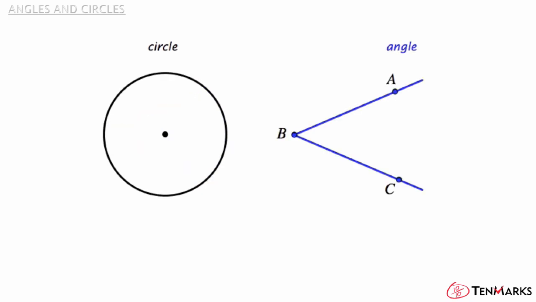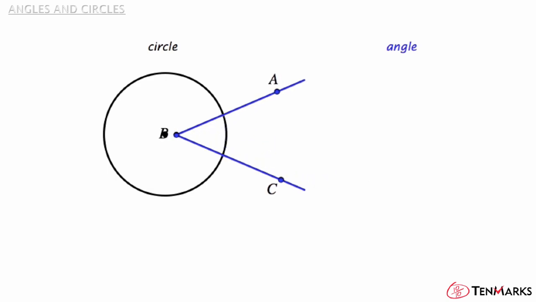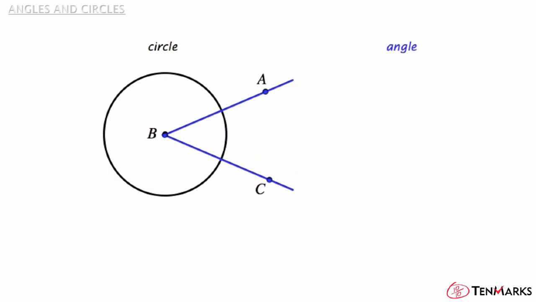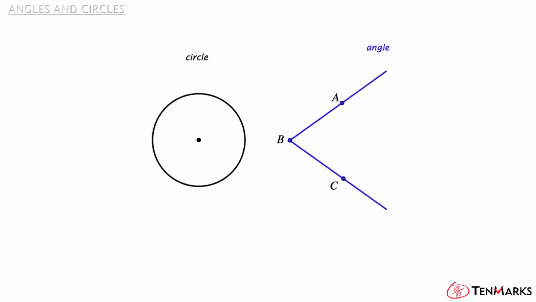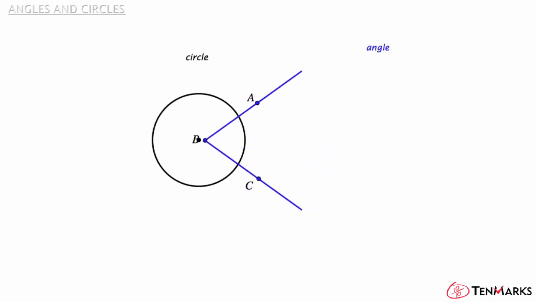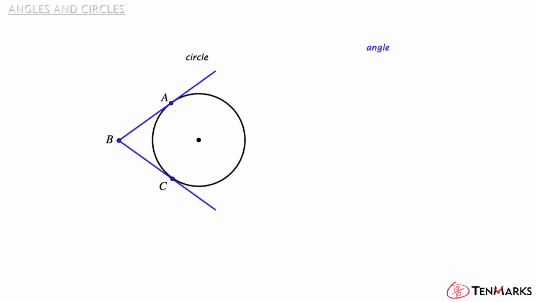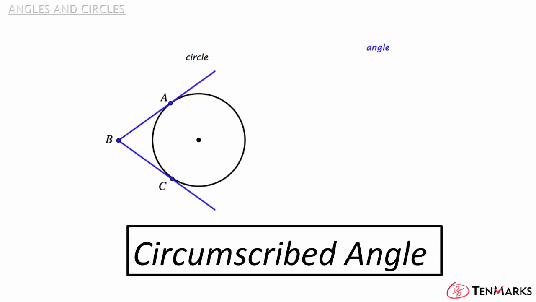If you move the angle so its vertex lines up with the center of the circle, then it's called a central angle. And lastly, if the angle is placed so that the vertex lies outside the circle and the sides are tangent to the circle, the angle is a circumscribed angle.